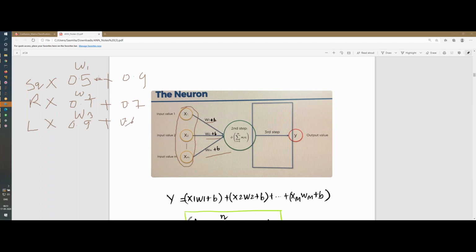If you see this, it is a line equation. If you remember regression, it is nothing but y equals mx plus c, right? So what we are doing, I will go slowly, and you can ask me if you have any doubt. Each feature, each node, I am multiplying with a weight, and then I am adding a constant.